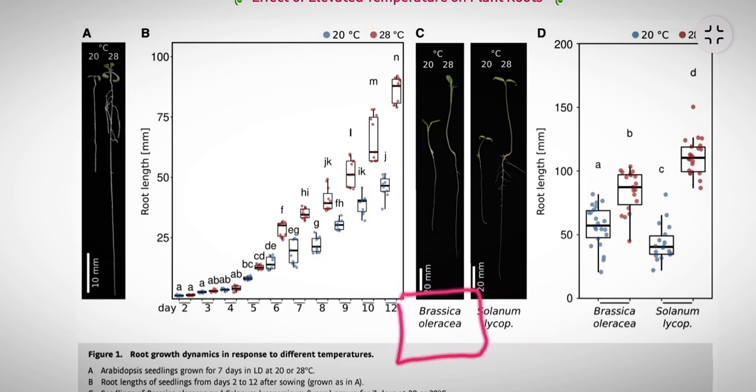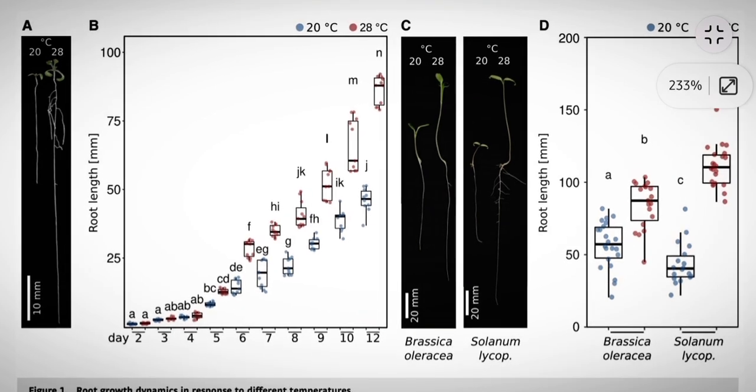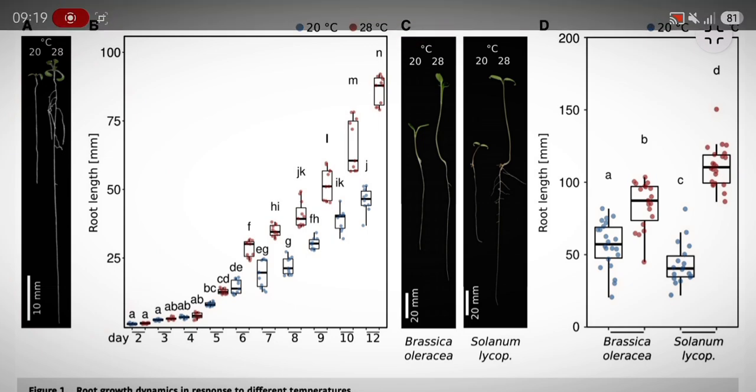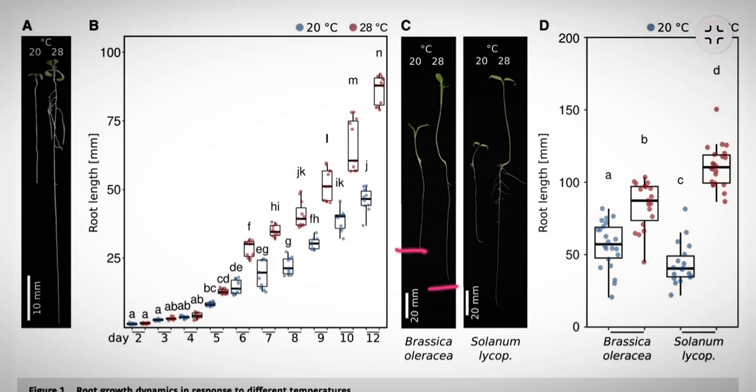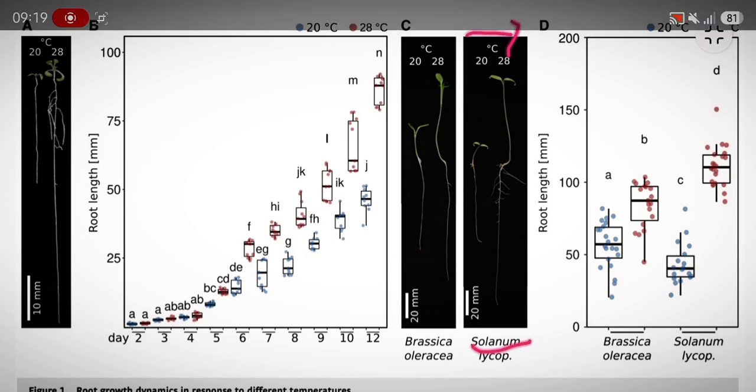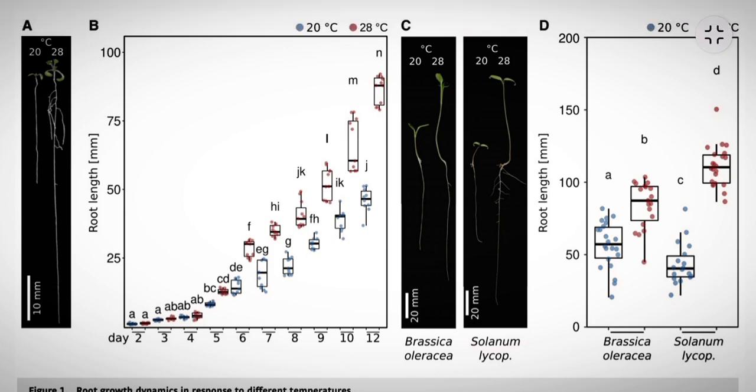One was Brassica oleracea, which is the scientific name of cabbage, and the other was Solanum lycopersicum, which is the scientific name for tomato. You don't have to remember these names for this video, but if you see these figures, you can see that we are seeing the same results which we observed in figure A. As we move from 20 degrees Celsius to 28 degrees Celsius, we can see that in Brassica the root length is getting increased, and same is the case for Solanum, where if we move from 20 degrees Celsius to 28 degrees Celsius, the root length is also getting increased.